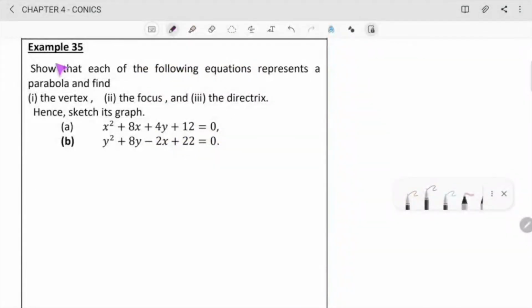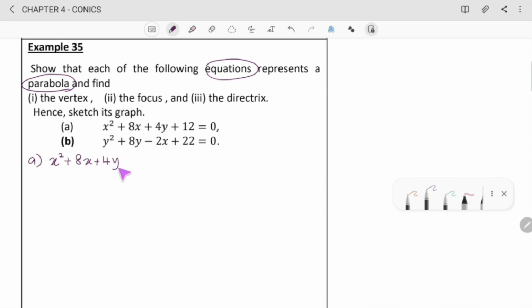Okay, we continue on example 35. They ask to show that this equation represents a parabola, which means we are going to complete the square and change it to the standard form equation of a parabola. Then they ask you to find the vertex, the focus, the directrix, and lastly you need to sketch the graph. Okay, first, let us rewrite the equation.